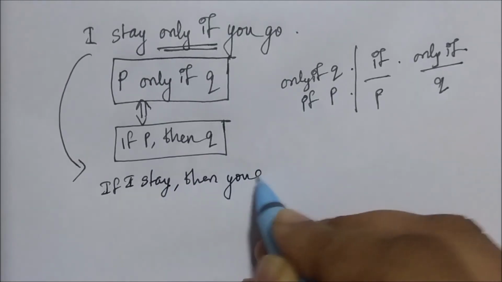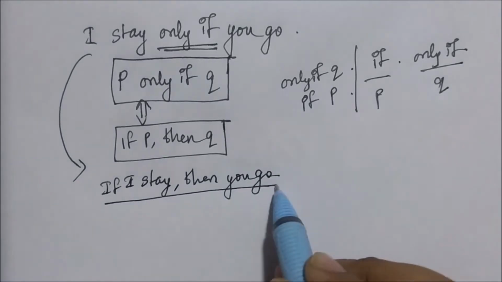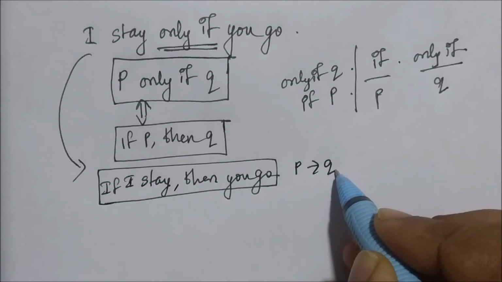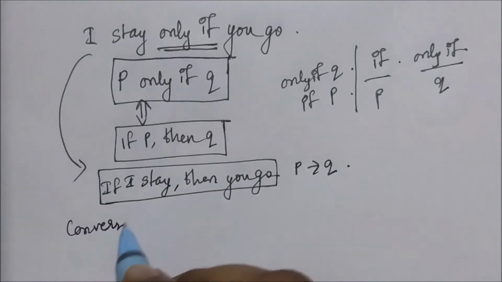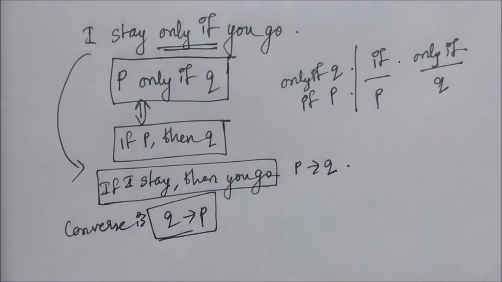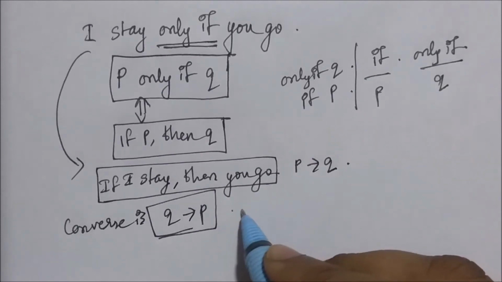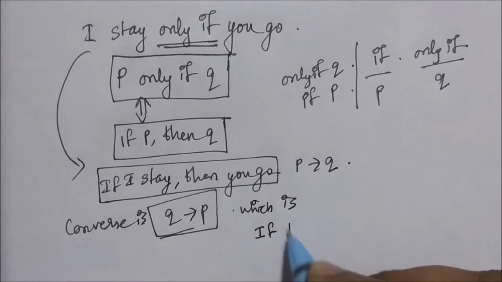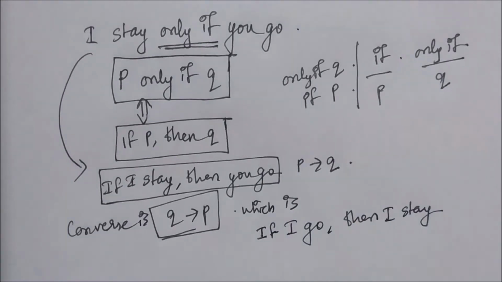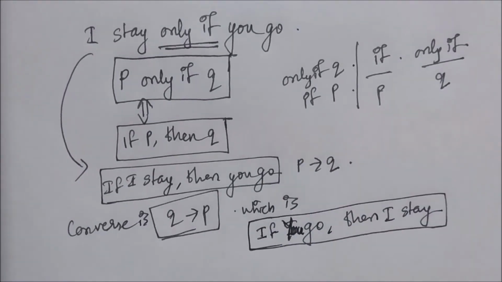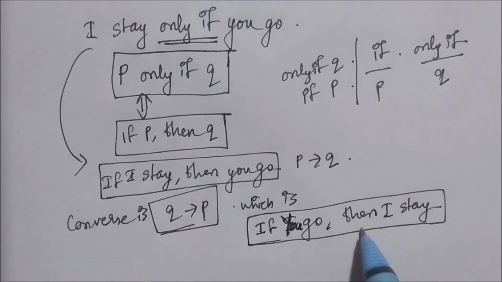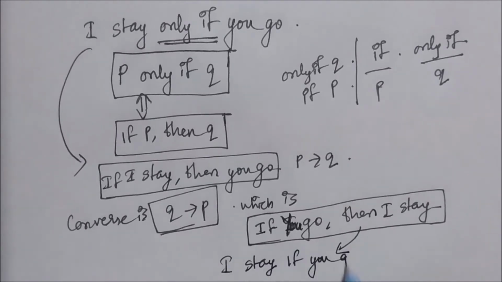that "I stay only if you go" is equivalent to saying "if I stay then you go", right? Now we know that the converse of P implies Q is Q implies P. So now Q implies P is written as "if you go then I stay", right? So that is what the converse of P implies Q is, and we can write it as "if you go then I stay". Now "if you go then I stay" is the same as saying "I stay if you go".